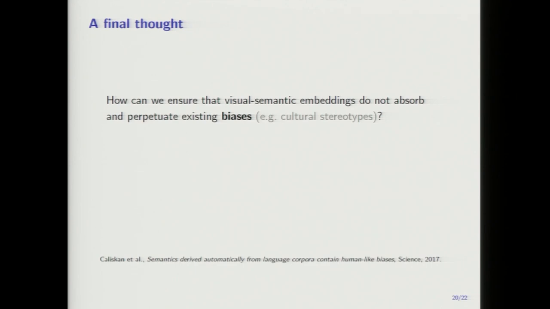There's a nice paper that appeared in the journal Science a couple of years ago that found that these embeddings do tend to absorb biases. For example, the concept of a doctor would be associated with males and nurse with females. And that's really what we don't want. So I think when we do this type of work, we have to think about that.